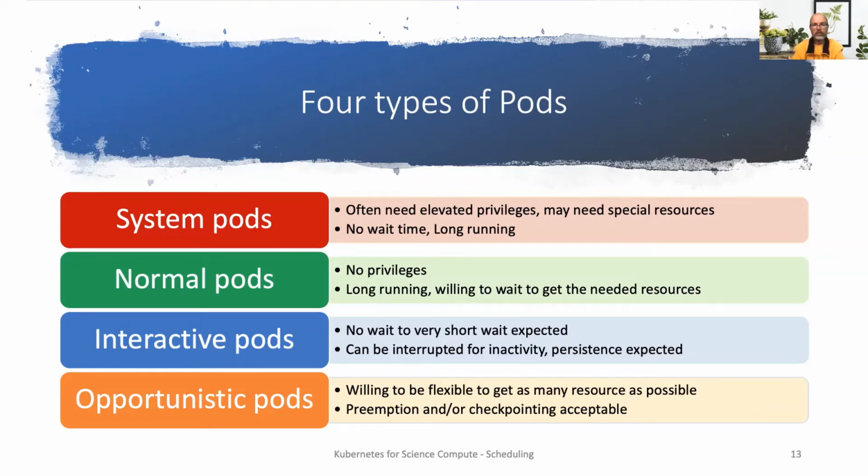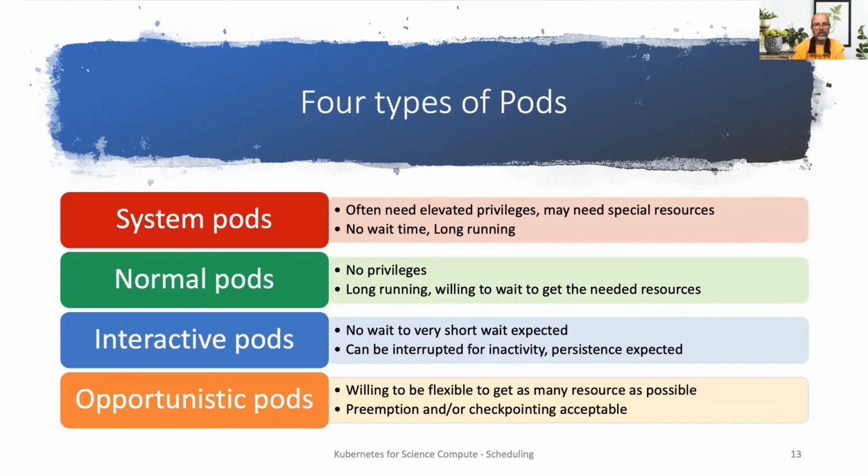Then we have interactive pods, where people are really eager to get those resources because they're waiting for a pod to start to actually do something. Those should be higher priority than normal pods, because you don't want to waste human time while you wait on compute to start for you. But on the other hand, it's interactive. People may start them and then go away, and you don't want to waste resources. So you may be willing to terminate them automatically if they're inactive. But in order for people to come back and continue, you want some persistence.